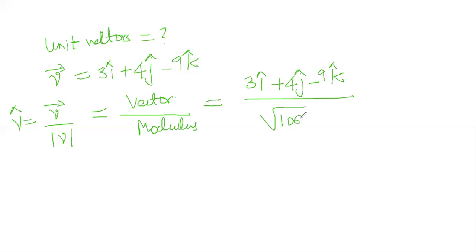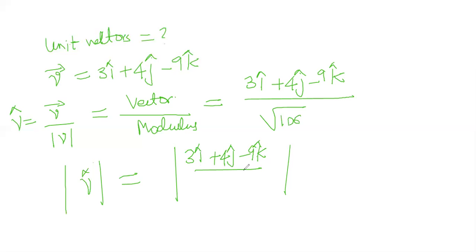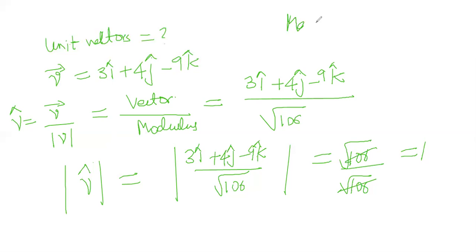Is it understood? Why are we doing this, and why are we calling this a unit vector? Because if you now find the magnitude of this whole vector, numerator and denominator will get cancelled. What will you get? Root 106 by root 106. So what will be the answer? It will be 1 unit. That is why it is called a unit vector. That is the reason it gets the name unit vector, because the magnitude of a unit vector is unity. You can write that: magnitude of a unit vector is 1 unit. Is it understood?